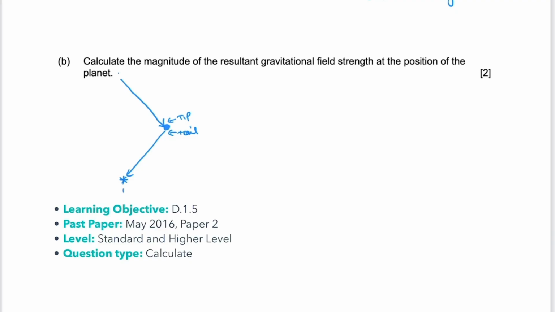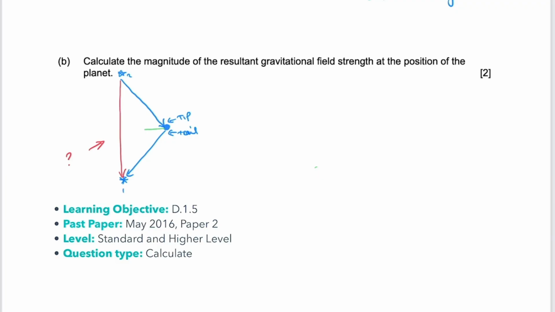And that's from star 1, that's 2. And the resultant vector is the resultant gravitational field strength. And the resultant vector is from the start of the journey to the end of the journey. So we want to know what the length of that vector is. How can we do it?